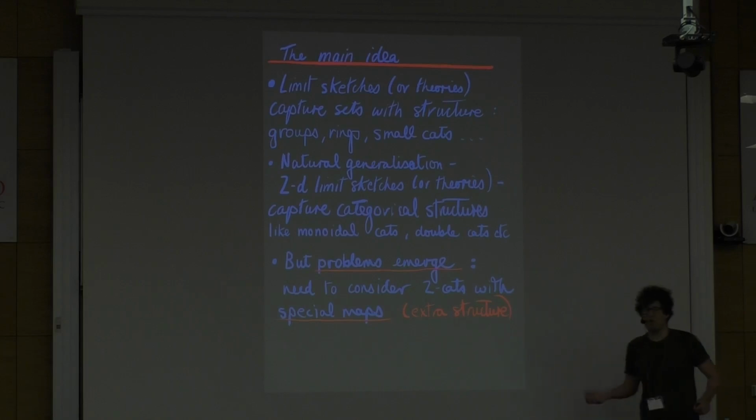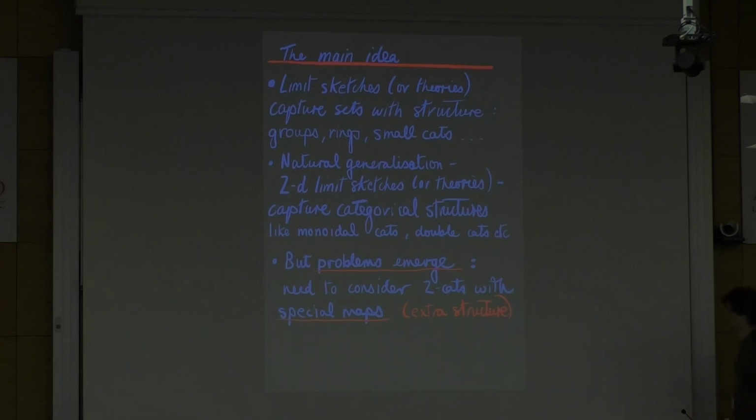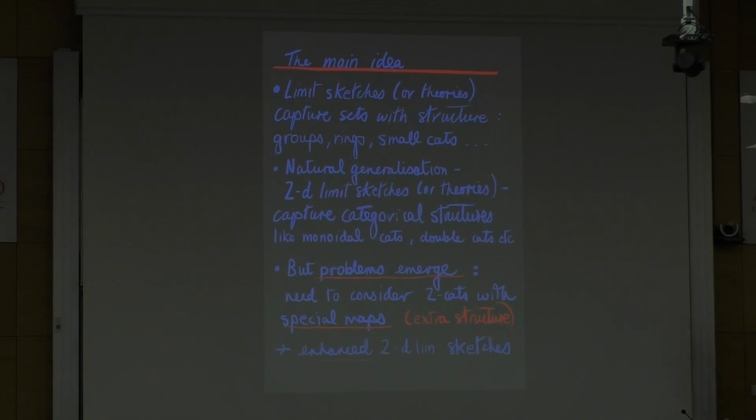To solve these aspects, what you need to do is move away from two-categories to two-categories with some additional maps, special maps. People consider these in other settings as well, like these tribes and stuff. It's a bit different, but it's a bit similar as well. So we have to move away from two-dimensional limit sketches to enhanced ones. So that's the story I'm going to tell you about.